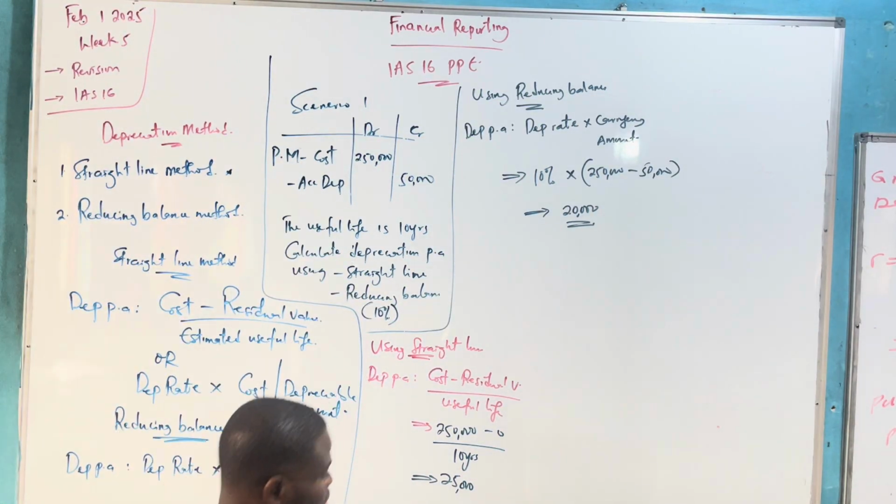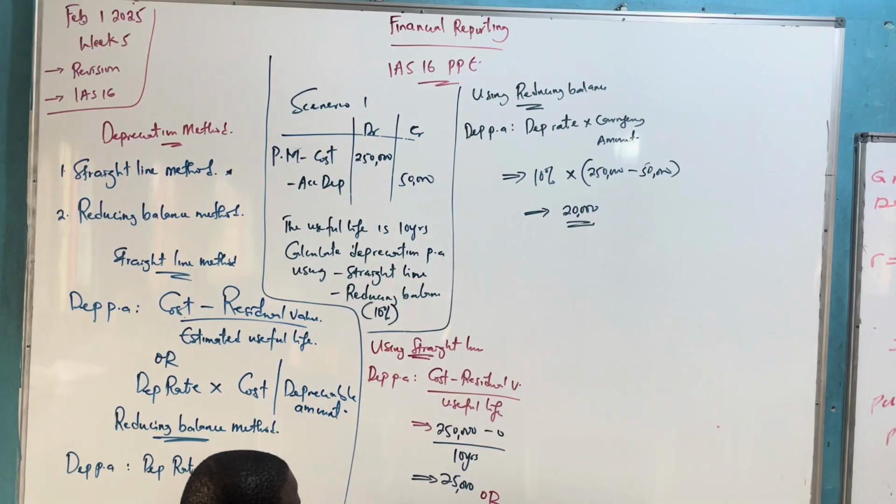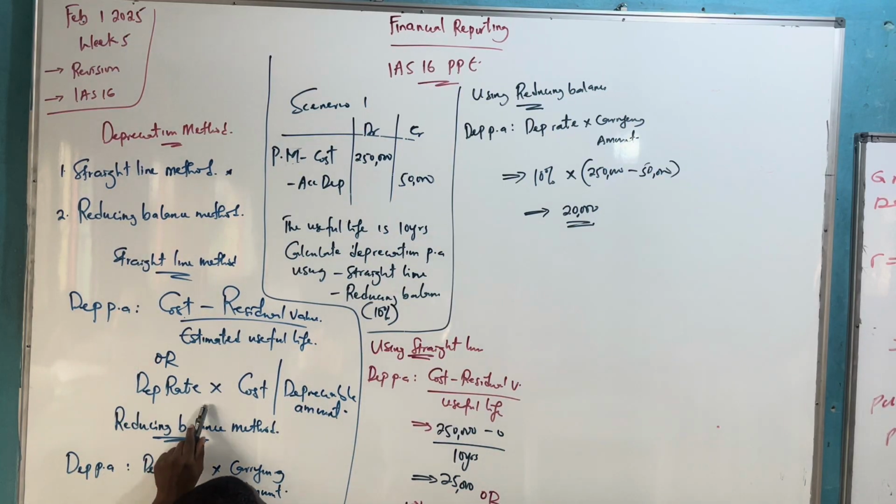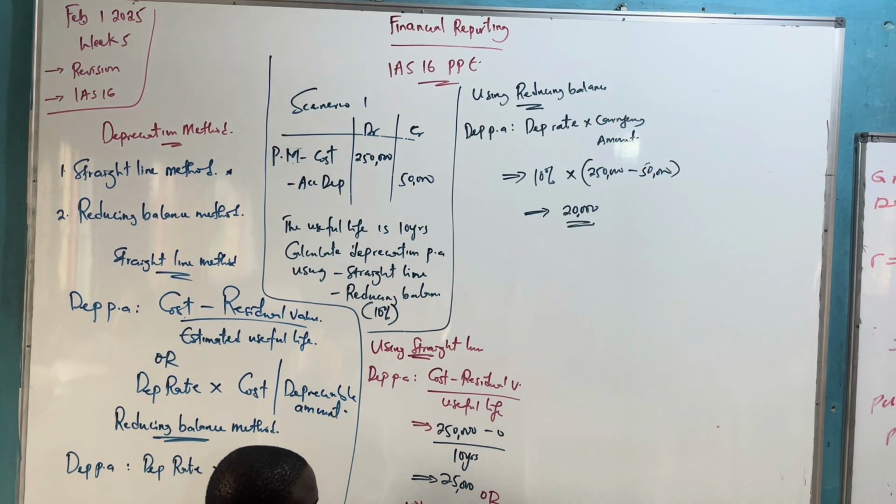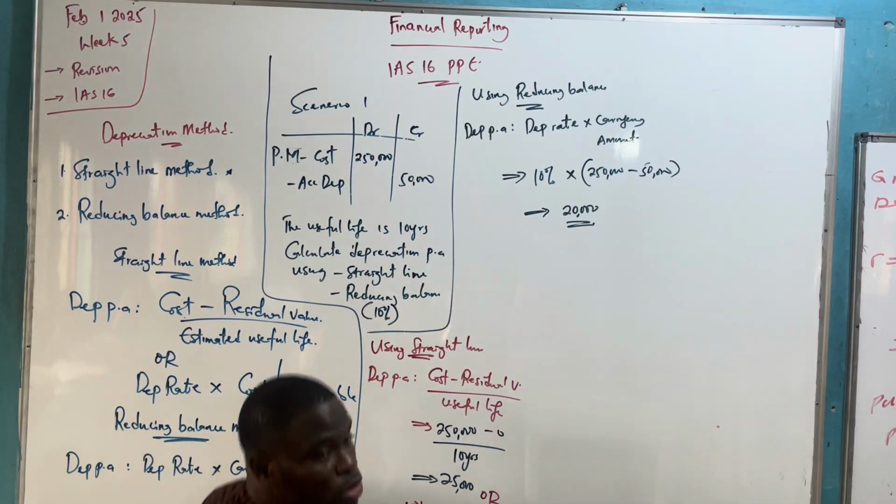If I use the rate to calculate my depreciation here, it's just 10% multiplied by the what? By the cost. Just like I gave you here. Which is how much? 25,000.